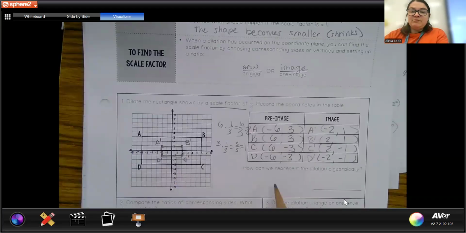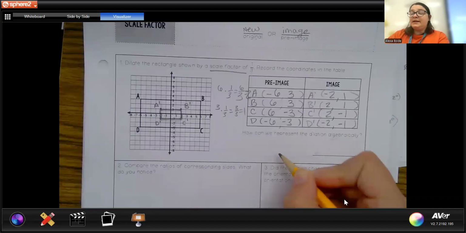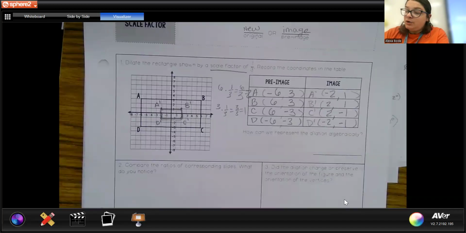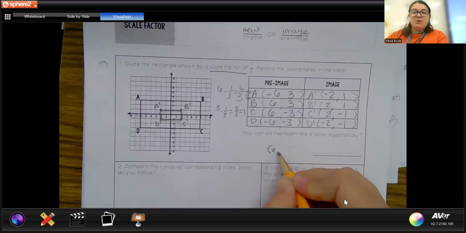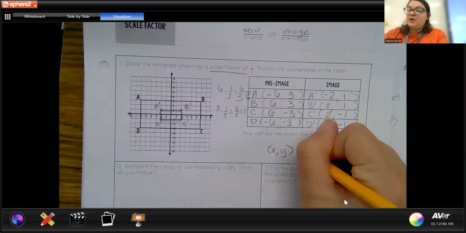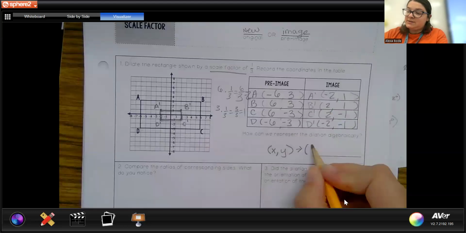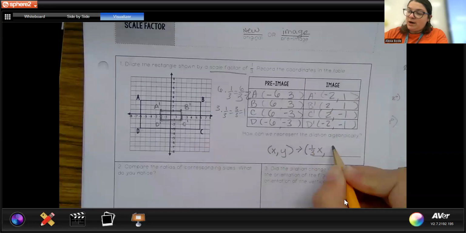So when it says, how can we represent the dilation algebraically? This is going way back to the beginning of Unit 1. Our original points, (x, y), are now those points multiplied by 1/3. So it's 1/3 of x and 1/3 of y.